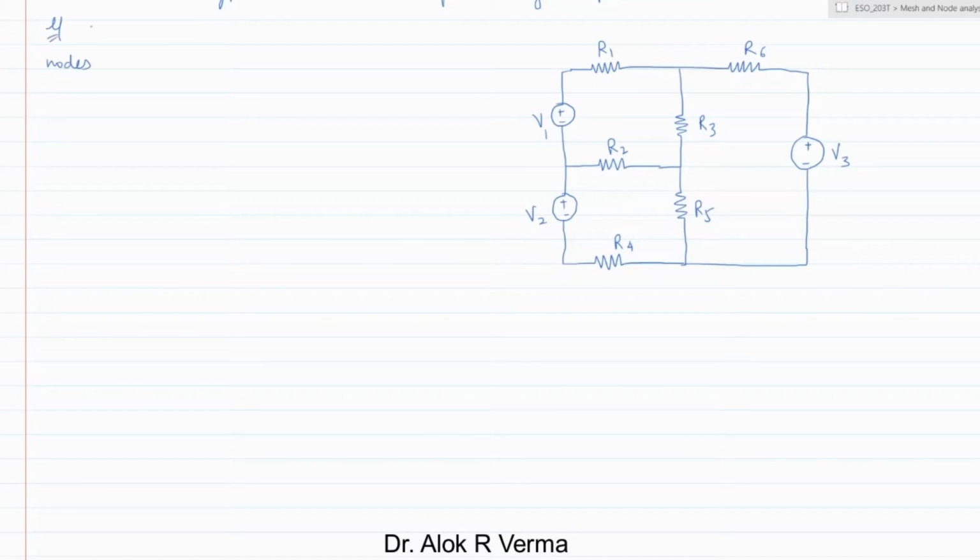In this example, we'll apply the mesh analysis. First identify the nodes. Suppose this is the reference node N. This is A, this is B, this is C, D, E, and F. So these are the nodes.